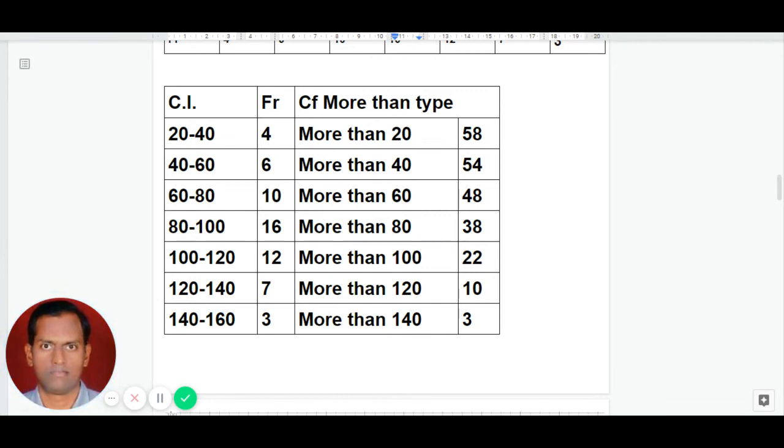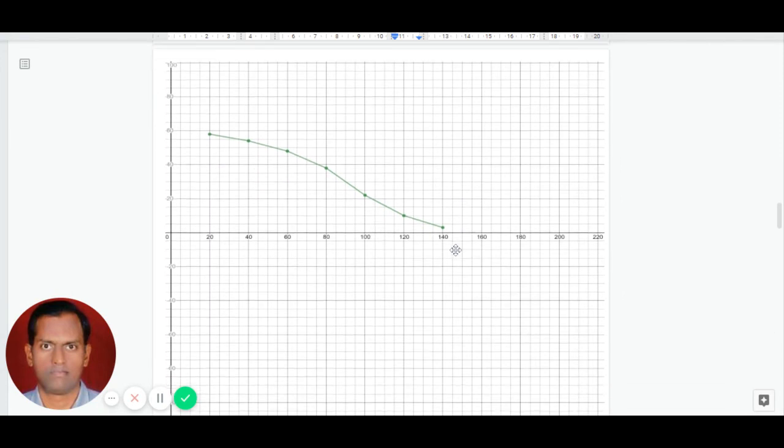Now, 20, 40 to 140, we should represent all these on x-axis and more than cumulative frequency on y-axis. The points are 20, 58, 40, 54, 60, 48, and so on, 140, comma 3. By representing, we will get a more than cumulative frequency curve or more than type Ogive.